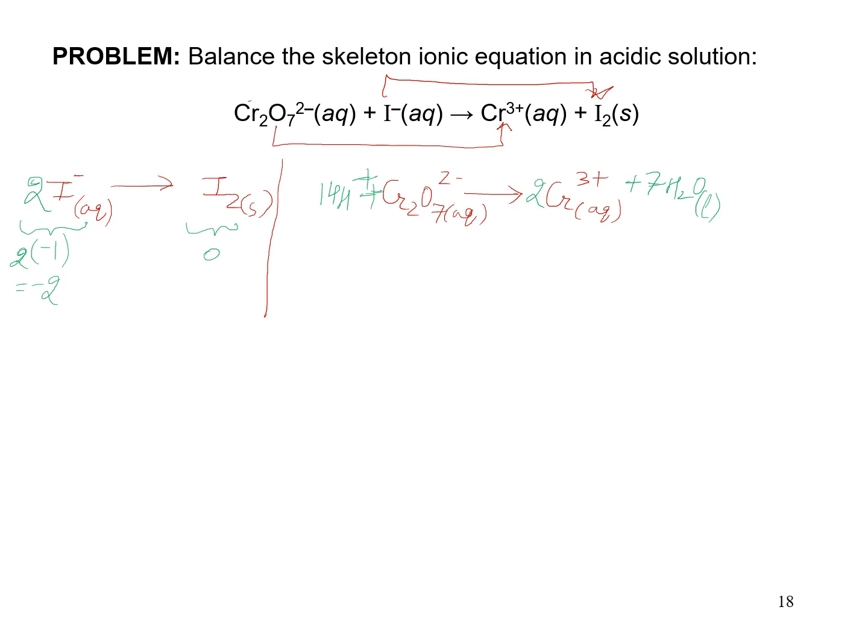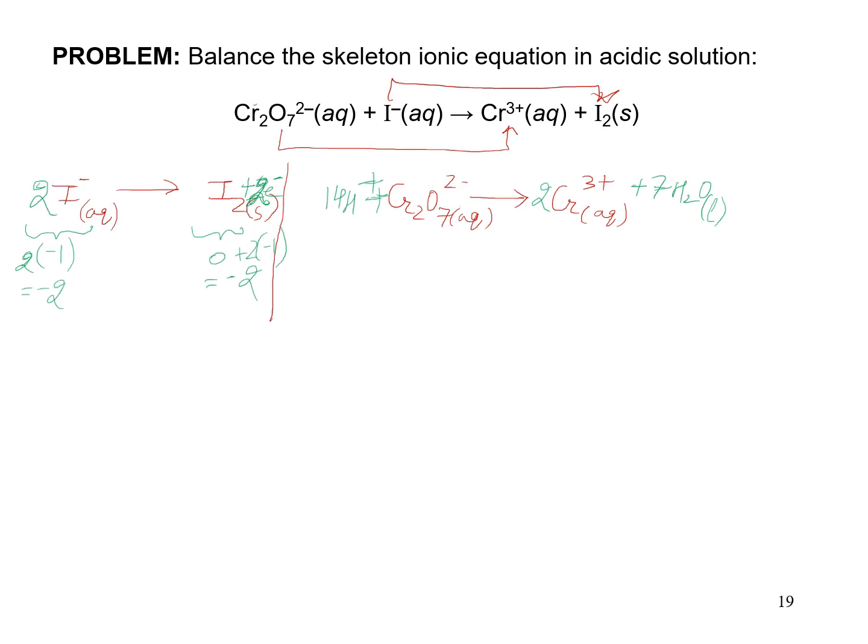So if I add electrons on the product side, how many? 2? That would make this total charge of 0 plus 2 of -1, which gives you a total charge of -2 again. So I added 2 electrons. Okay, now that balances the first half of the reaction.